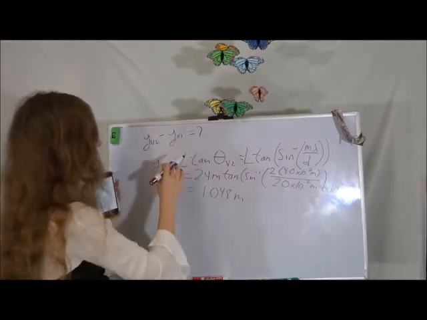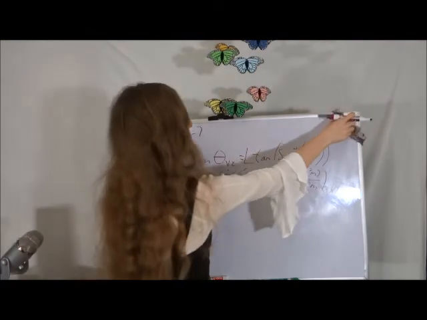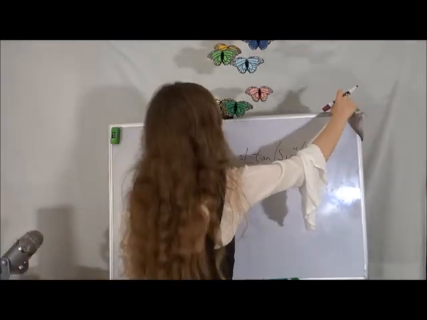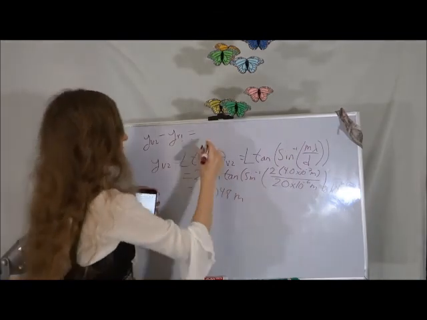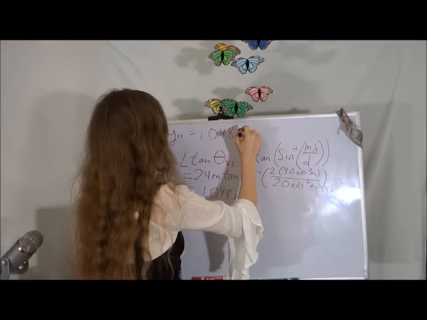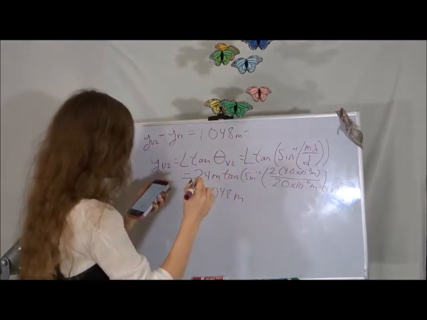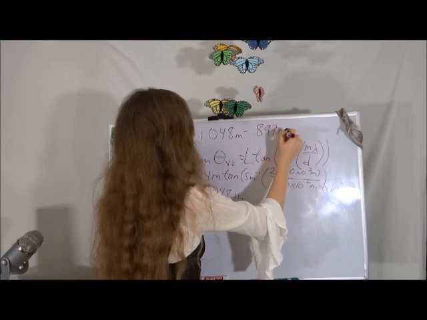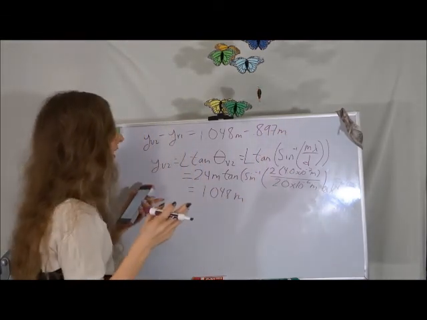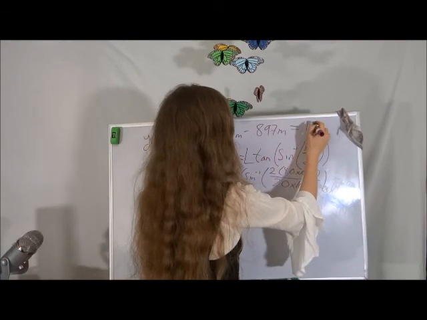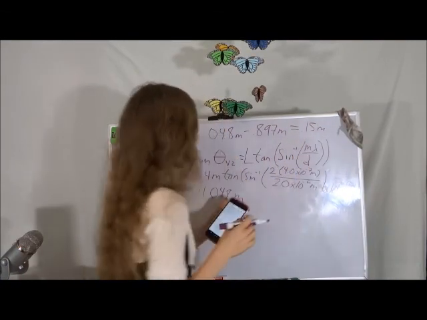Now all we have to do is find the difference. So we're going to have YV2 is our 1.048 meters. And we're subtracting from this our 0.897 meters. And so if we go ahead, plug this into our calculator, and round to 2 sig figs, we're going to get 0.15 meters as our final answer.